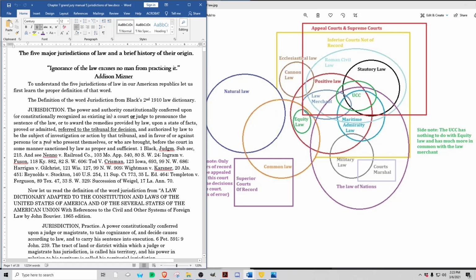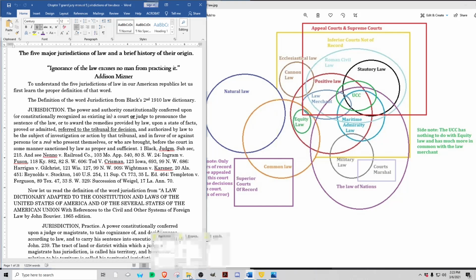A res is a thing. So you can have suits which are John Doe versus 200 bales of cotton. That's perfectly legitimate in some of this crazy stuff over here. Or you can have John Doe versus the Mermaid, which is the name of some ship, right, under Maritime Admiralty law, who present themselves or who are brought before the court in some manner sanctioned by law as proper and sufficient. Okay, so to kind of cover this a little bit, referred to the tribunal for decision.